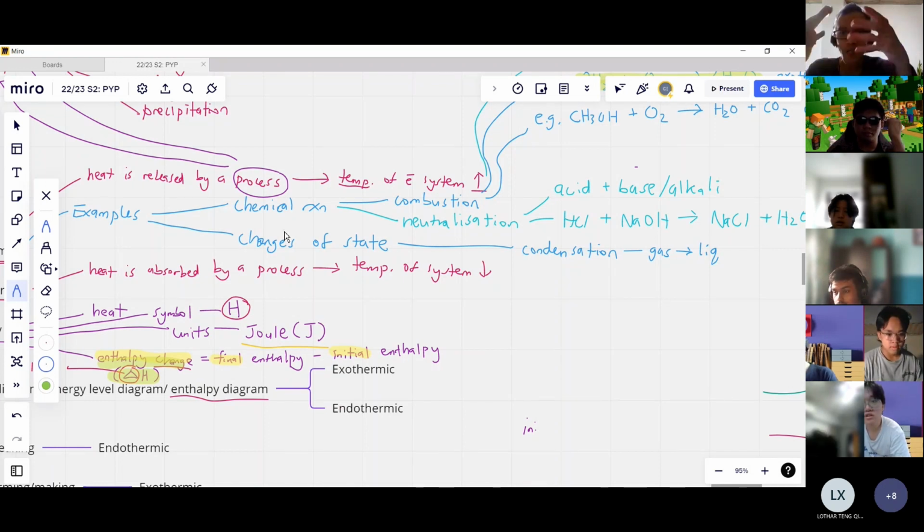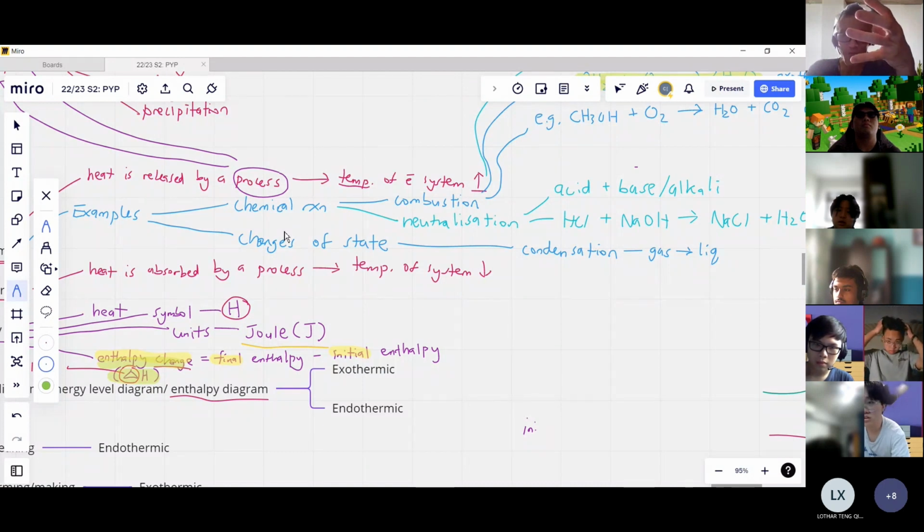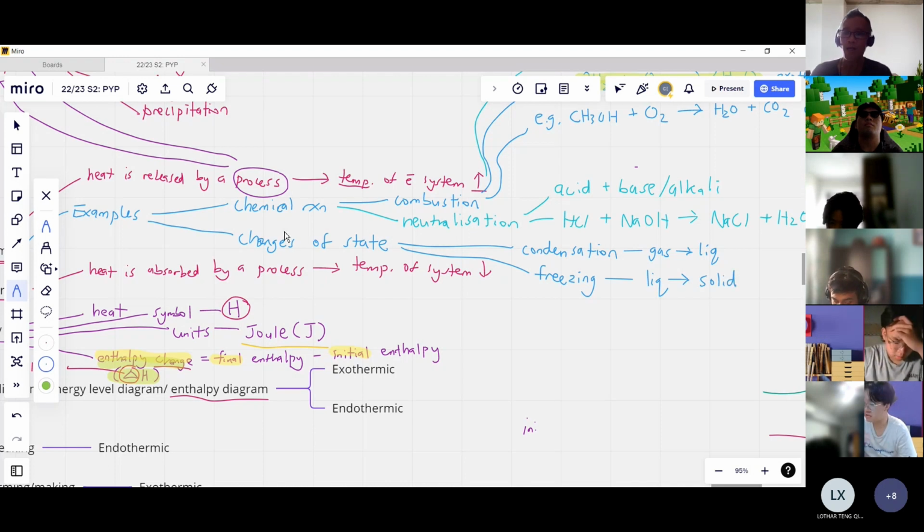It's a bit different from combustion where you can definitely feel the heat. Even neutralization, if you try to hold the beaker where you have neutralization going on, you probably can feel something. But condensation is a bit hard because the heat is diffused. You won't really feel that. And of course, the other one will be freezing, in which liquid becomes solid. So these two can be quite tricky.